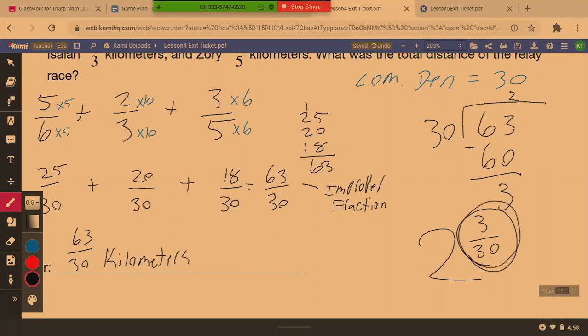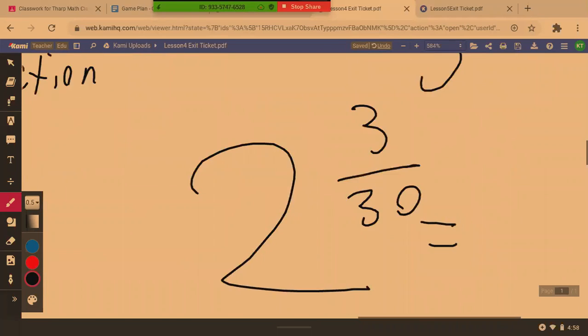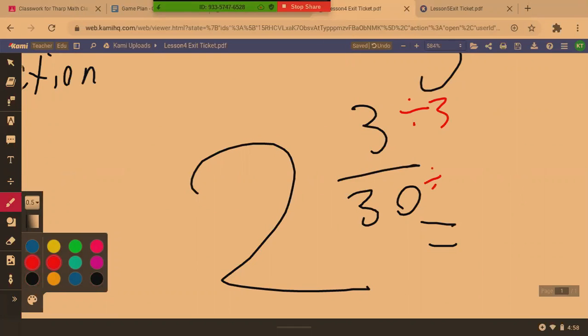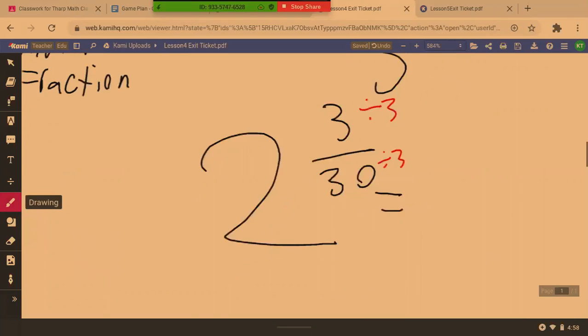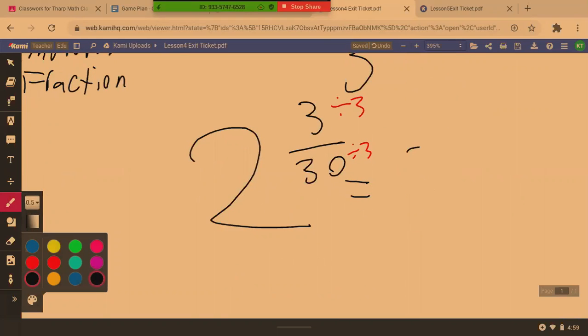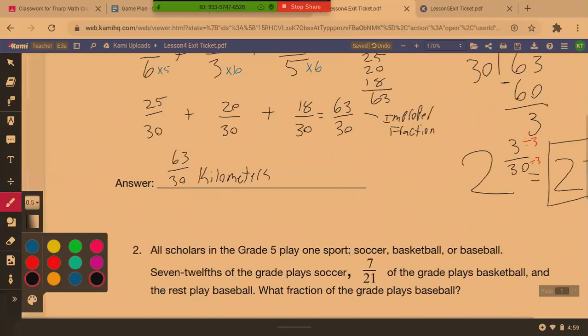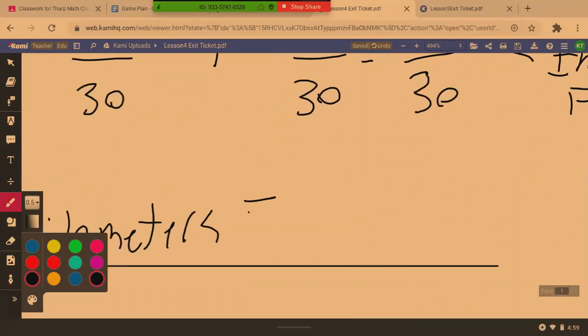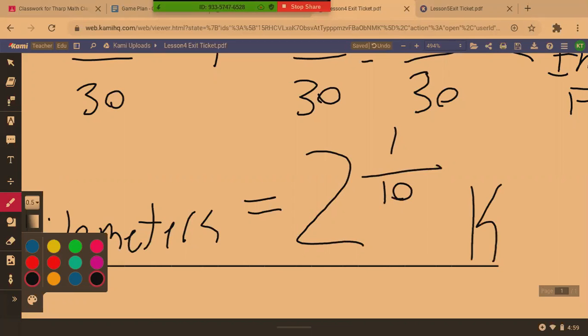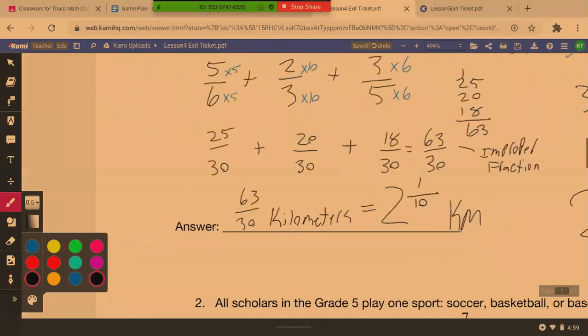I can simplify that fraction a bit. Let's simplify it again. So I can't divide by 2, but I can divide by 3. That works out. That'll give me a whole number. So our final simplified answer is going to be 2 and 1 over 10. So how many kilometers did they run total? It was 2 and 1/10 of a kilometer, or kilometers.